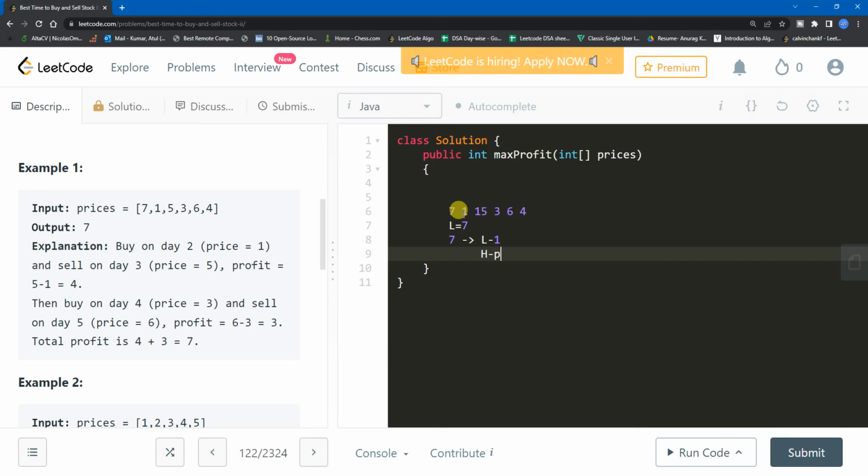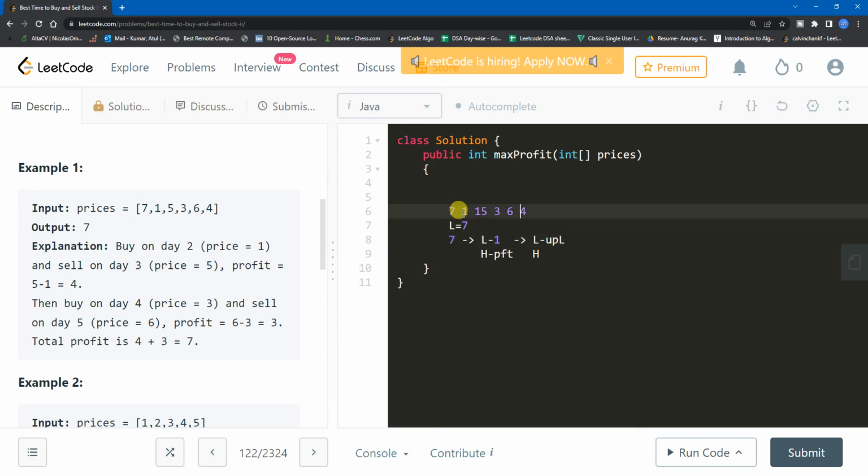If it is not lesser than 7, then we simply calculate the profit, PFT. I'm just writing PFT here. And since we choose 1, we will choose this path and go for the next value. So for 1 also we have two options: either the value is lesser or higher. If the next value is lesser, then we will simply update the lower value L.